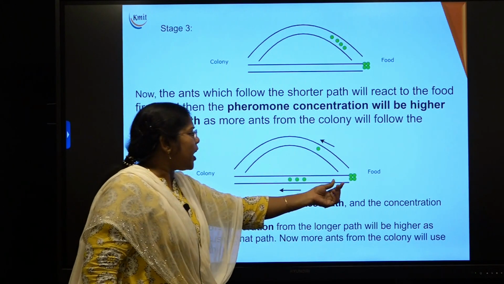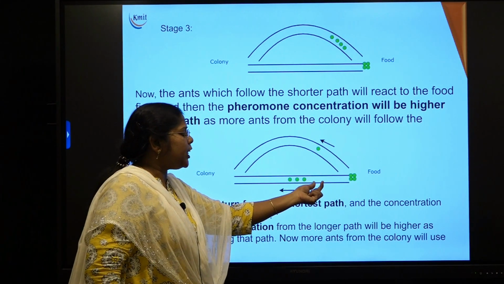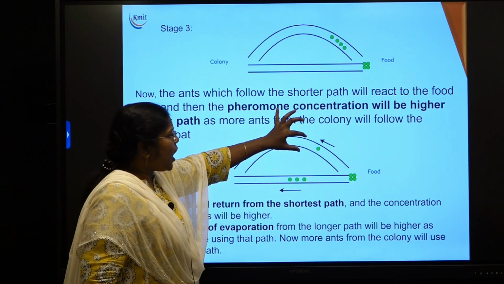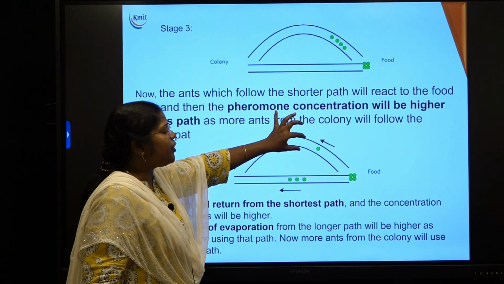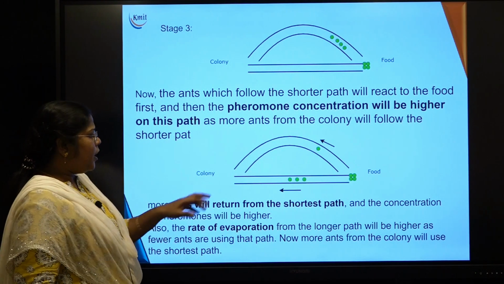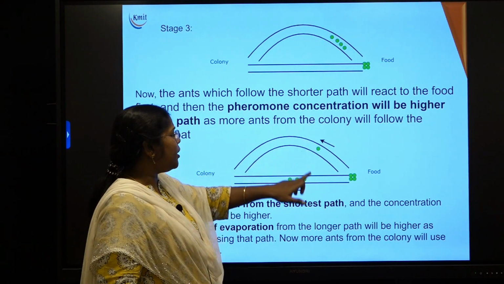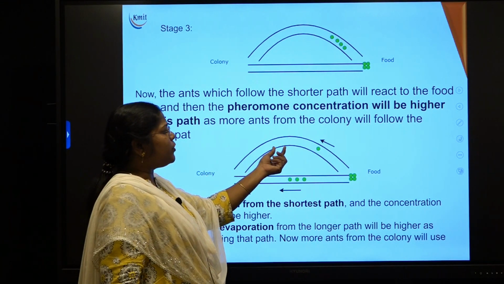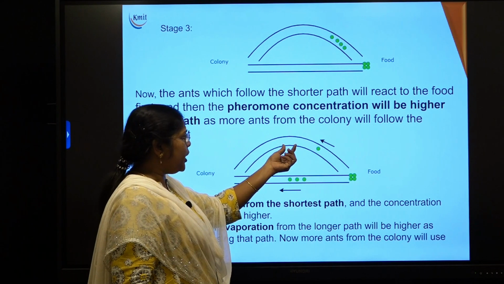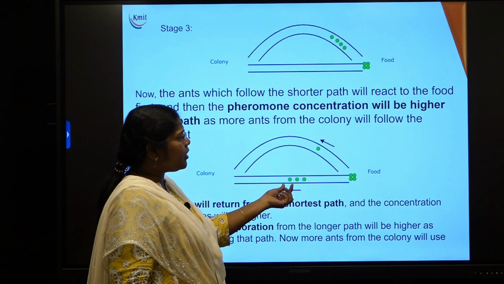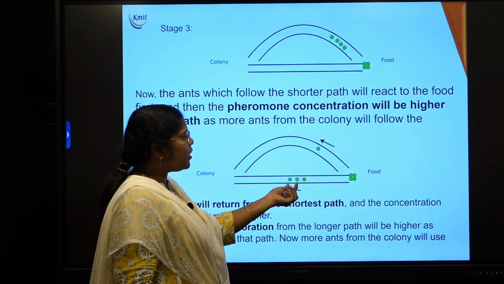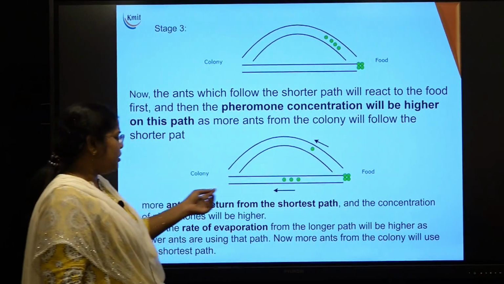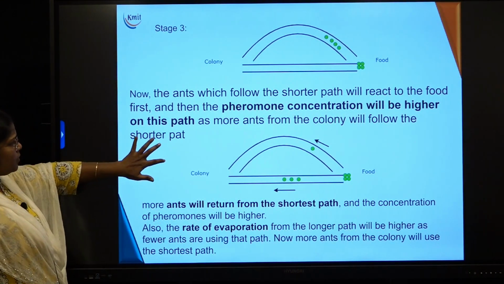So, the ants start moving, and they see that the concentration of the pheromone on the first path is larger than the concentration of the pheromone on the second path. Here one ant is moving towards here and all other ants are moving towards here. So, the evaporation of the concentration of the pheromone is highest here, and here the evaporation time is lesser. That is why it has taken this as the shortest path.